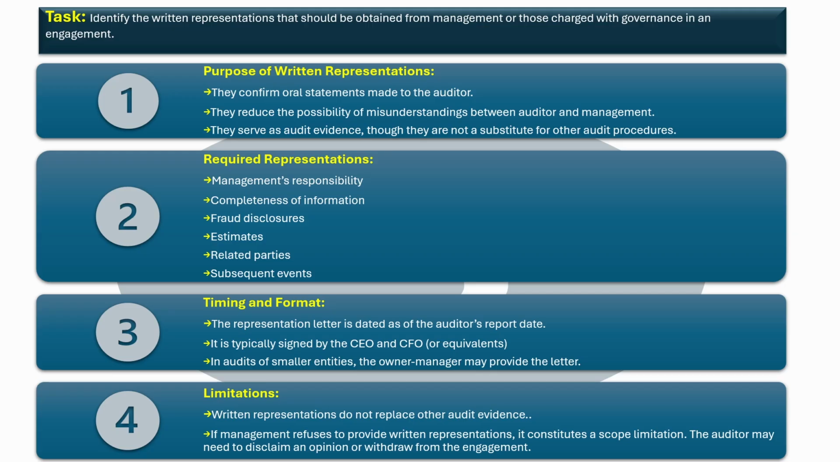2. Required representations. Management's responsibility: acknowledge responsibility for preparing financial statements in accordance with the applicable framework, and for designing, implementing, and maintaining effective internal control. Completeness of information: confirm that all relevant information has been provided, including minutes, contracts, and other data. Fraud: represent that management has disclosed its knowledge of fraud or suspected fraud affecting the entity, and any allegations of fraud communicated by employees, former employees, or others.